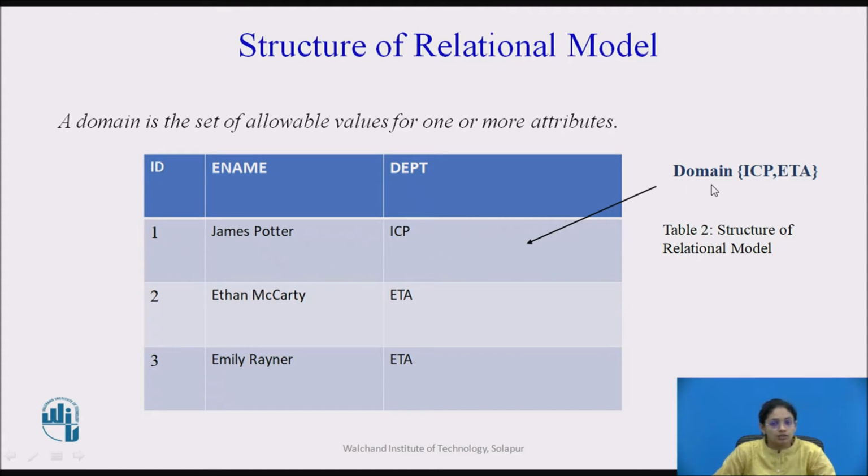About the domain: a domain is a set of allowable values for one or more attributes. Here, the domain specified for the department attribute is ICP and ETA. So, whatever data you enter in the department column should be among the specified set. Only ICP and ETA are allowed in the department column. If you try to enter anything apart from these two values, SQL might throw an error. So, a domain is a set of allowable values which can be given to an attribute.